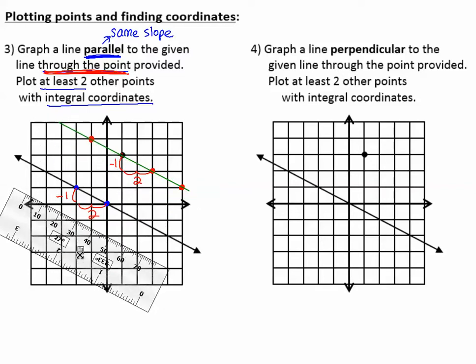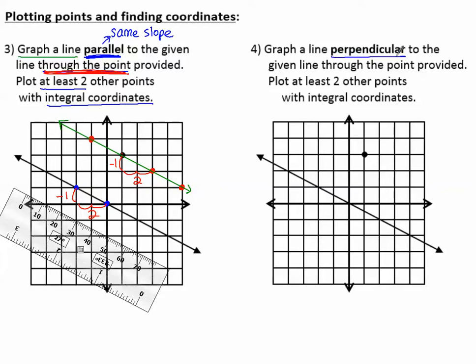Now, remember that when I graph a line, I would put arrowheads. But notice the main point of what it says is plot at least 2 other points. Now it's said to graph a line, so I'll put those arrowheads. Let's take a look at the other one.